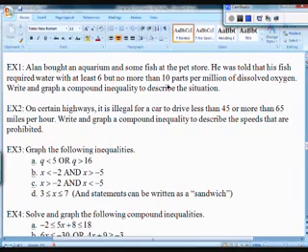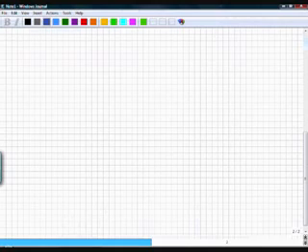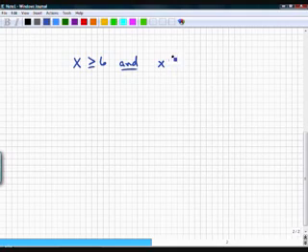Makes sense. It says, and let me show you how to write that. The amount of oxygen, which we'll call X. X has to be greater than or equal to 6, and X has to be less than or equal to 10.